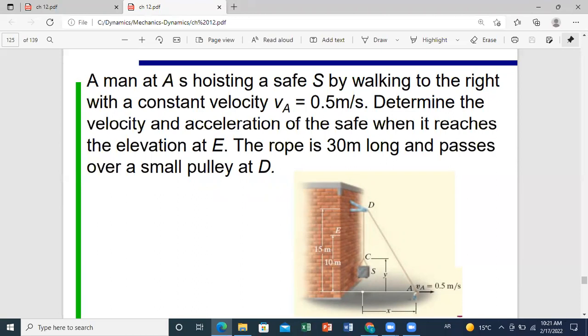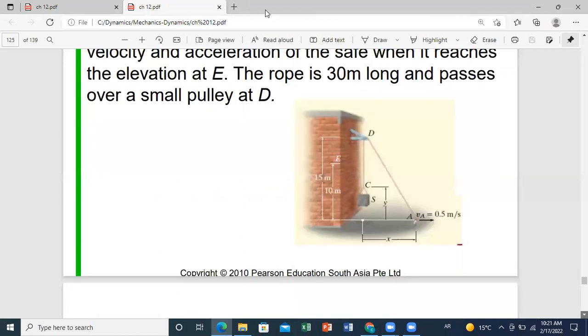So in this example, we have the following. We have a block S that should be lifted upward. It's moving vertically. And this is done by the motion of a man in the horizontal direction. Okay, please here pay attention. Whenever you select a coordinate, your coordinate should not have variable direction.